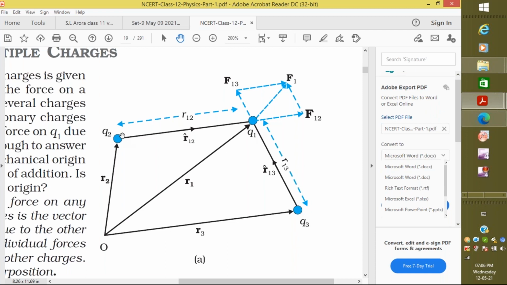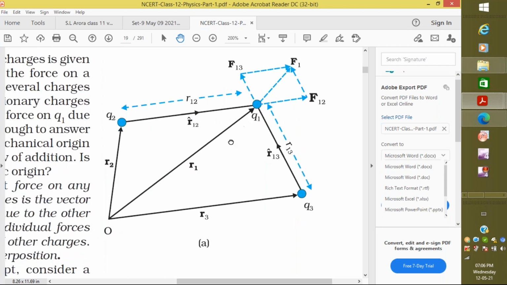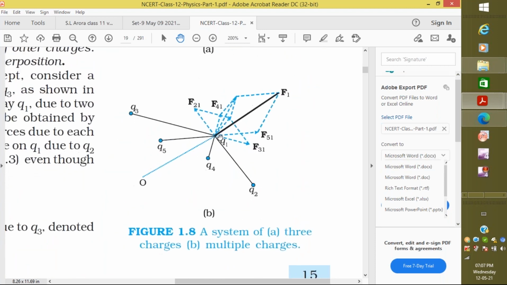And when I calculate the force between Q1 and Q3, at that time I'll neglect the presence of Q2. That means I'll not consider the presence of Q2. Like that, if you have many charges, like see here, there are many charges, I can find out the forces. They will ask you to find out the force on Q1 due to all other charges.